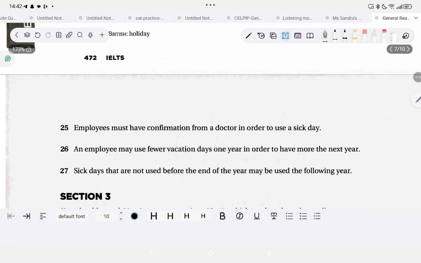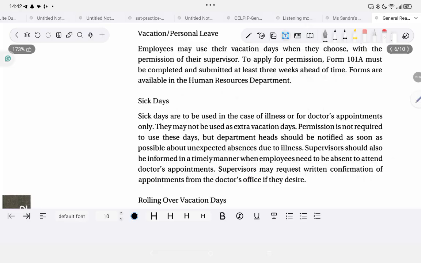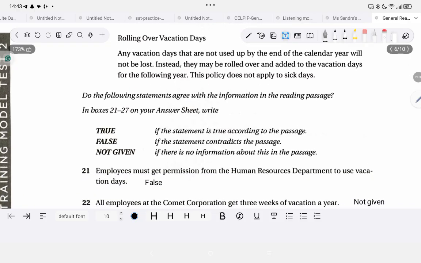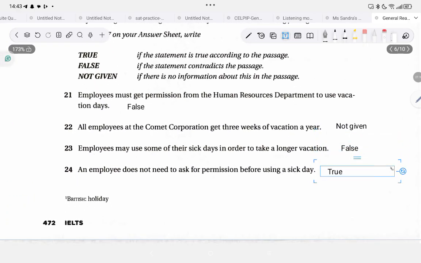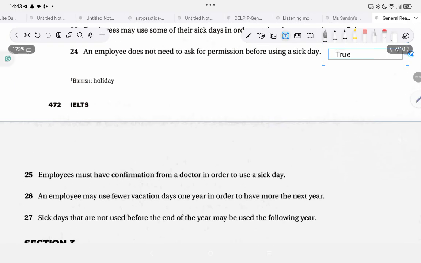25. Employees must have confirmation from a doctor in order to use a sick day. No, it doesn't say this. It says sick days are to be used in the case of illnesses or for appointments only. They may not be used as extra vacation days. Permission is not required to use these days, but supervisors should be informed in a timely manner. So this is false.